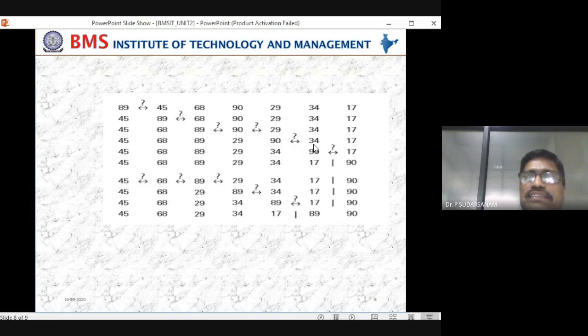Now 90 and 34. So 34 is less than 90. Swap these two values. 34 coming here, and 90 will be coming here. Next, this one. 17 is less than 90. So now what will happen? Condition is true. 17 will be coming here, 90 will be coming here. Now what happened? 90 will be the highest element. That's what the definition says.